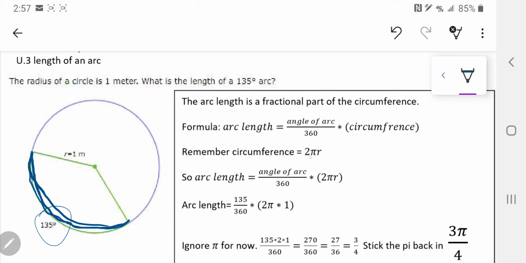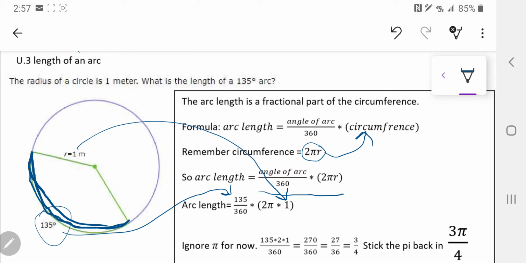Remember, circumference is 2 pi r. So we're going to stick 2 pi r where the circumference goes. Here I just rewrote it for you. So 135 is the angle. 1 is the radius. Okay.